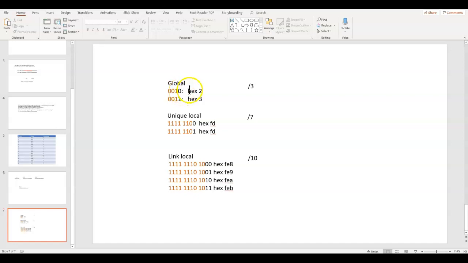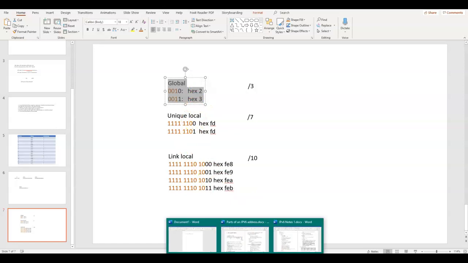If it's a 0, then you have a hexadecimal 2. If it's a 1, then you have a hexadecimal 3, because you've got the 2's place and the 1's place. So it's either a 2 or a 3. And that's why all global addresses will be starting with 2 or with 3 in hexadecimal.